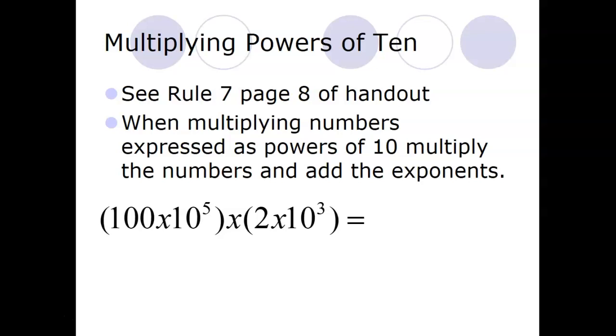Y'all remember in fractions, what did we do with the whole number versus the partial number? We split them, right? You do the same thing here. So I end up with 1 times 2 and 10 to the 7th times 10 to the 3rd.